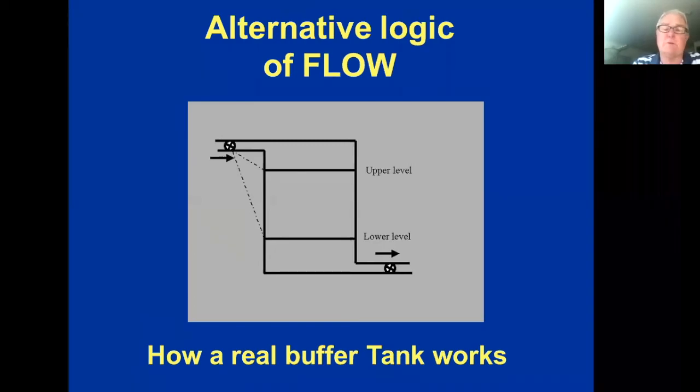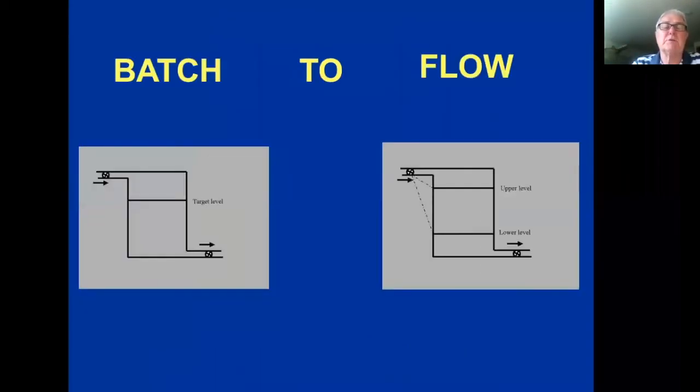It's a fully automatic system. Nobody needs to touch it once it goes into place. Right? And this is what we're trying to replicate in the warehouse. So batch logic is an unstable process. What we want to move to is flow, which is a stable process.